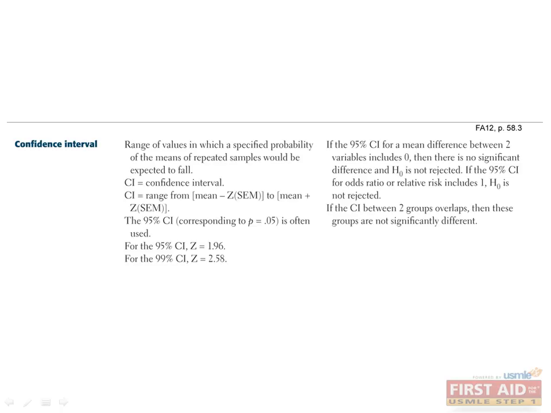If the 95% confidence interval for a mean difference between two variables includes 0, then there is no significant difference and the null hypothesis should not be rejected. If the 95% confidence interval for the odds ratio or the relative risk includes 1, then the null hypothesis is also not rejected. Finally, if the confidence interval between two groups overlaps, then these groups are not significantly different.